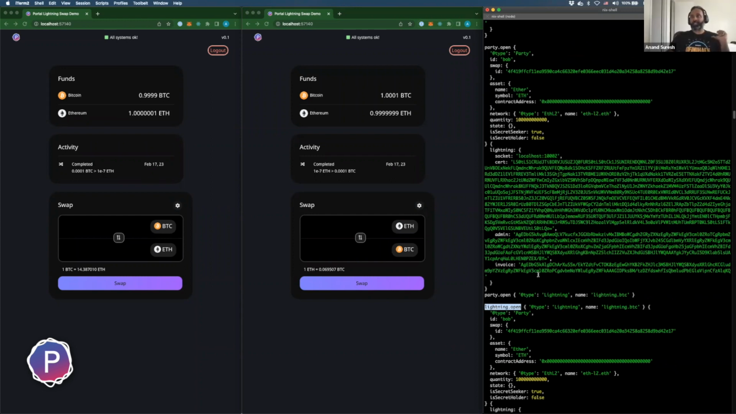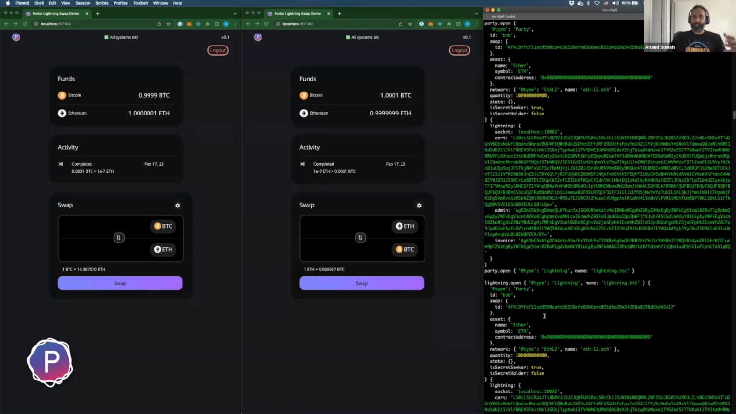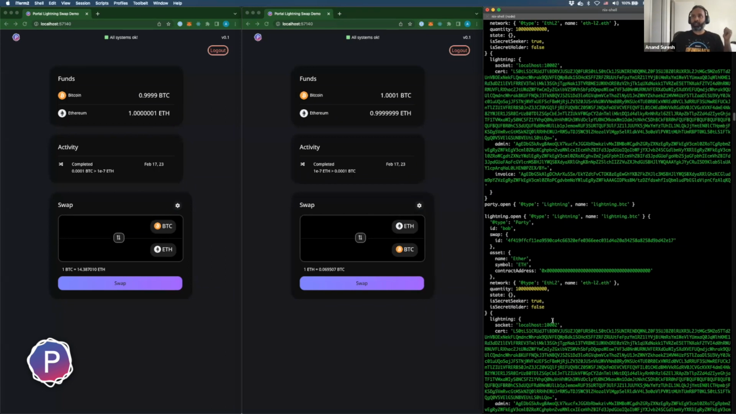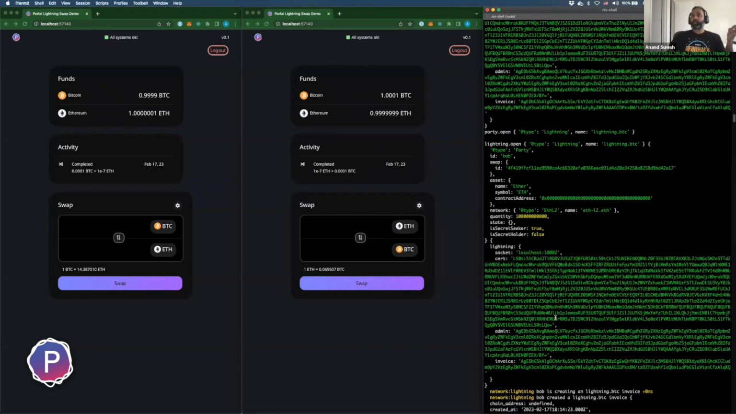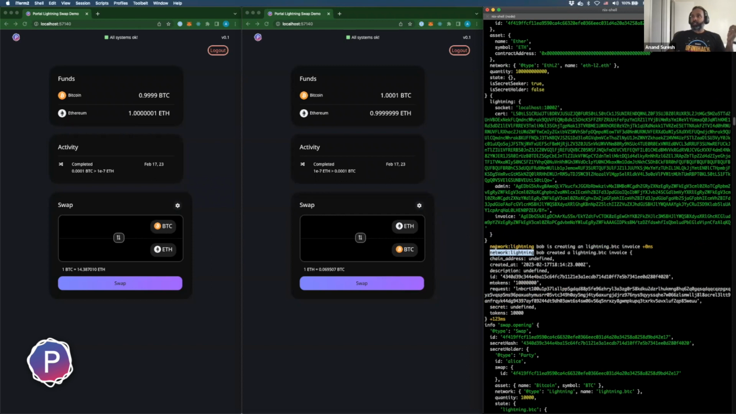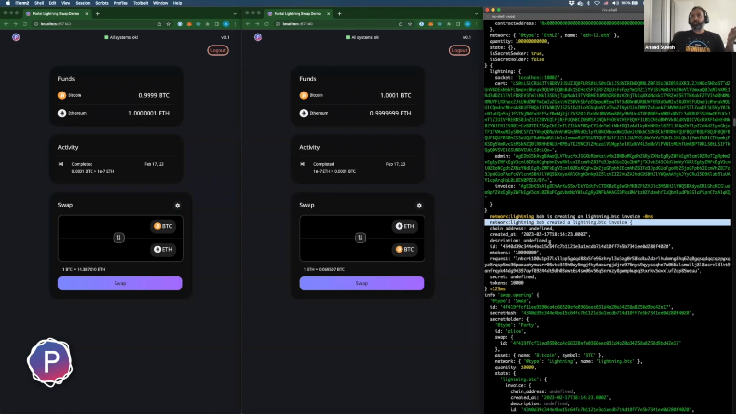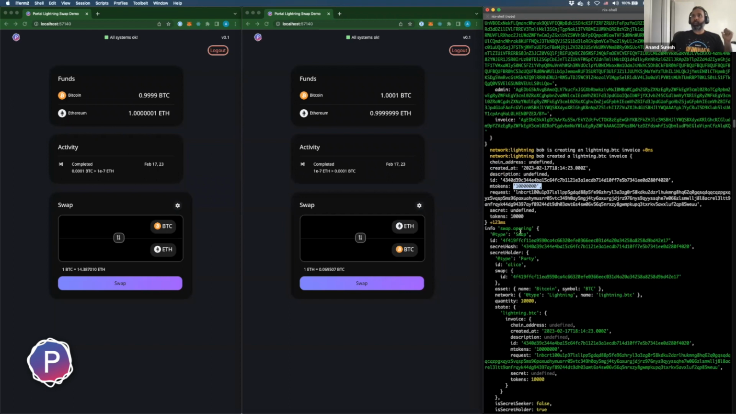In this particular case, Bob opening the swap essentially is Bob creating an invoice on the Lightning side of the network to send over to Alice to say, hey, you owe me some BTC in response to the Ether that I will be trading with you. So essentially Bob creates an invoice on the Lightning network. You can see the tokens that are coming through, that's the amount that Bob wants to trade for.